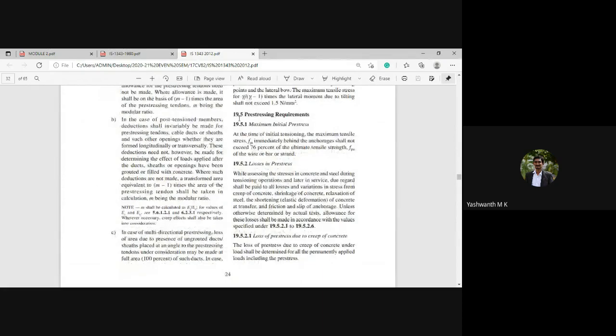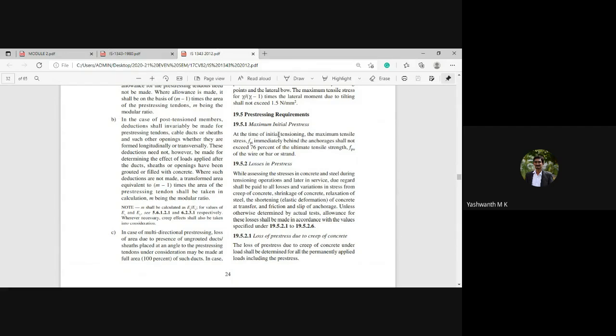So first, coming to the clause 19.5, page number 24. Clause 19.5, page number 24. So let me go ahead. Maximum initial pre-stress. That means what is the initial pre-stress you are going to put or you are going to get from the particular steel. So that has been mentioned.